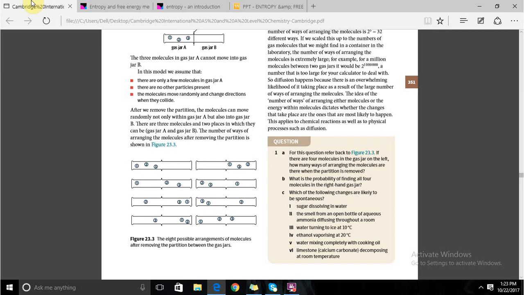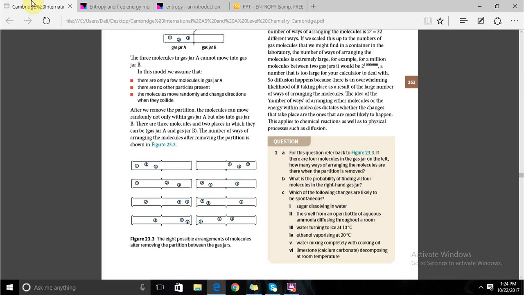Water mixing completely with cooking oil, not spontaneous, reason being that the two of them are immiscible, and unless we're using a lot of energy and continuing doing it, they will never mix together. If we keep on stirring it, it will be mixed. But the moment we stop stirring, they will separate out into two different layers because they're immiscible. Normally, they cannot mix together.